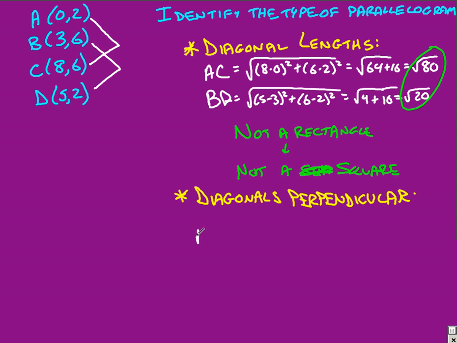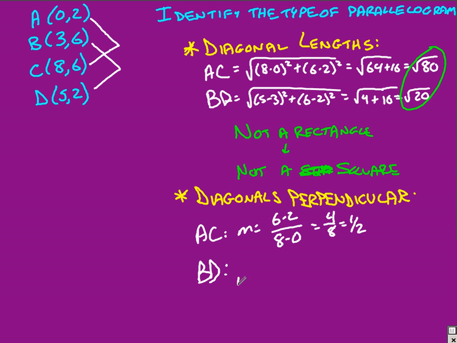So we're going to do the same thing. We're going to look at AC, we're going to look at BD as well, and we're going to see what those slopes are. So first, with AC, what its slope is. AC, subtract the y's up top, subtract the x's on the bottom. And I should get 4 over 8, which is 1/2.